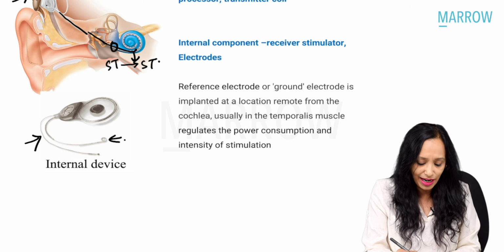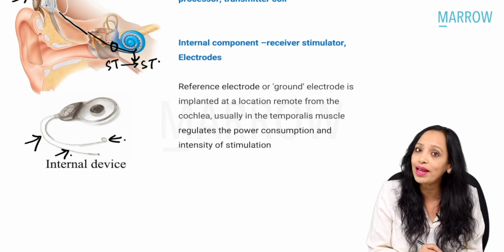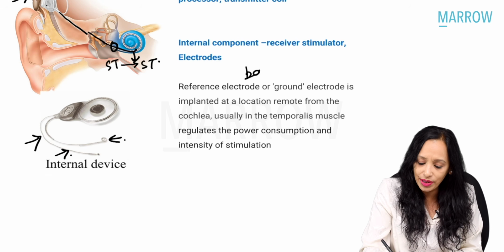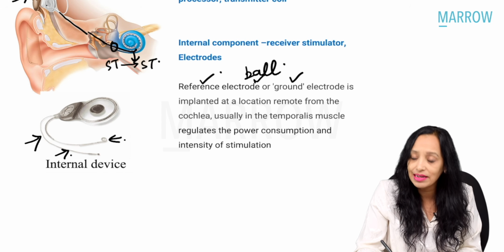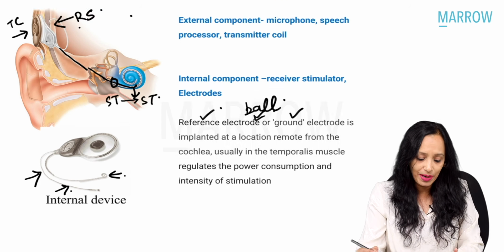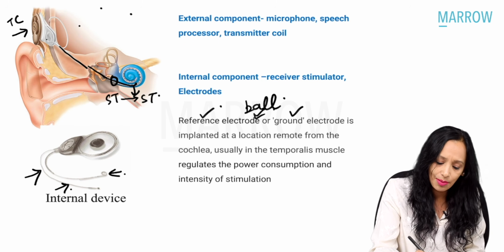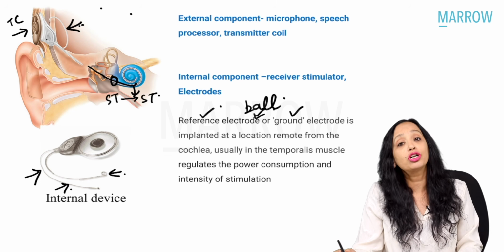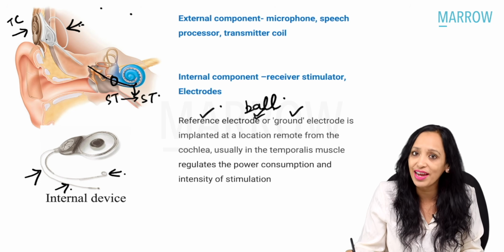Now the other electrode, as you can see here, this one is what is known as ball electrode, or it is known as reference electrode, or it is known as ground electrode, and it is placed away from the cochlea, as we can see here, in the temporalis muscle. And what is the function of this? It regulates the power consumption and the intensity of stimulation of the electrodes.